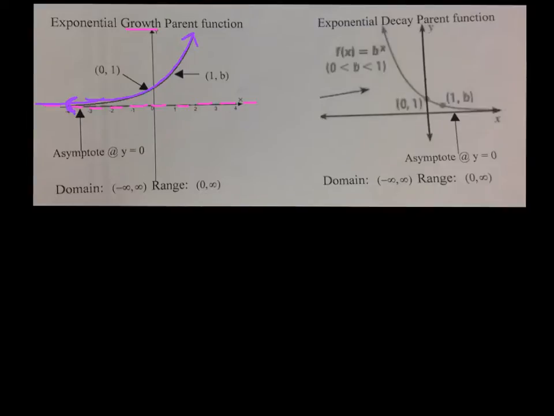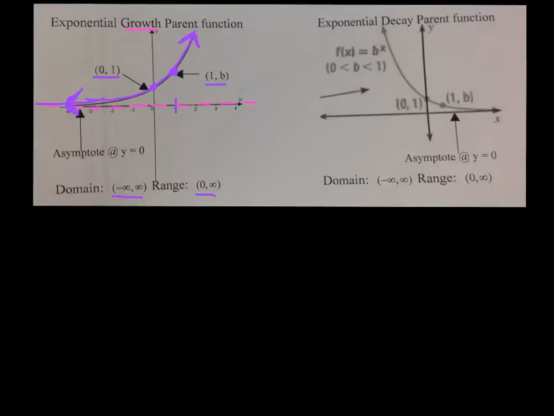And at 0, 0 to the x power, anything to the 0 power is going to be 1. And b raised to the 1 power will always be b, so this is always going to be 1, b, and this will always be 0, 1, and then the rest of it follows. You can just make yourself a table to get the rest of it, but it will be growing. So our domain, negative infinity to positive infinity. It's always going to the left, it's always going to the right. Any x is okay. The range, 0 to infinity, because y has to be greater than 0.